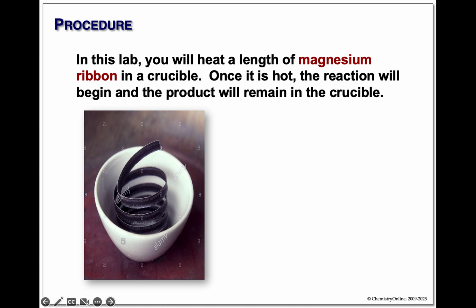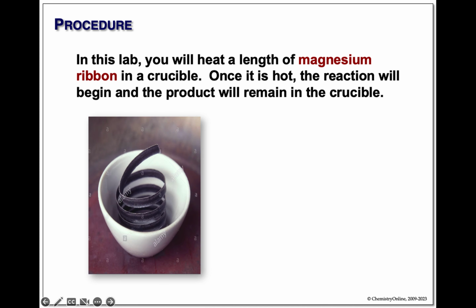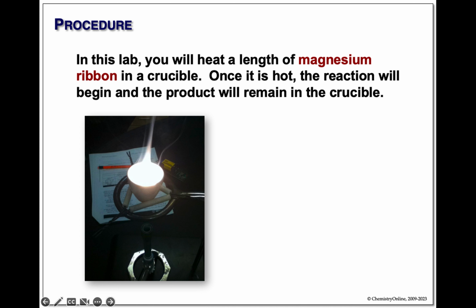We're going to take this, put it on a ring stand with a clay triangle, something like this, put a Bunsen burner under it, and we are going to literally heat the heck out of it. When it gets nice and hot, the magnesium itself will catch on fire. This is extremely hot and somewhat dangerous. You really need to wear your goggles. You really need to remember everything is really, really hot.